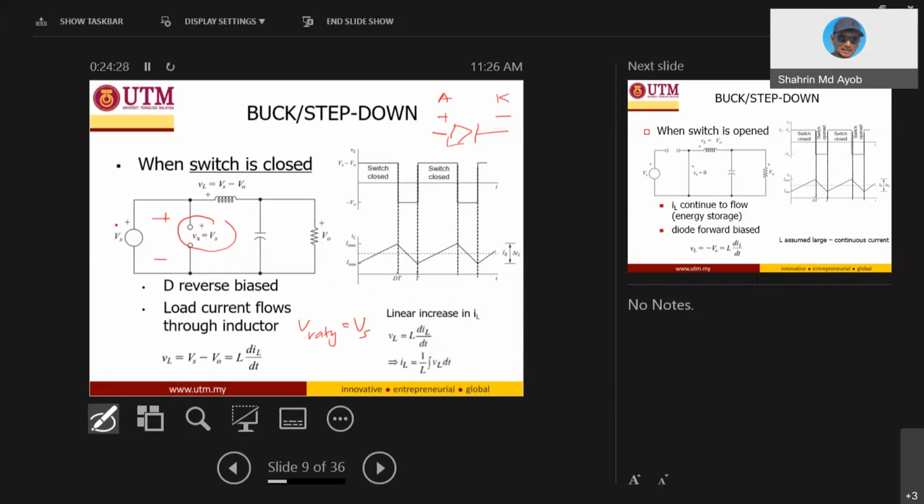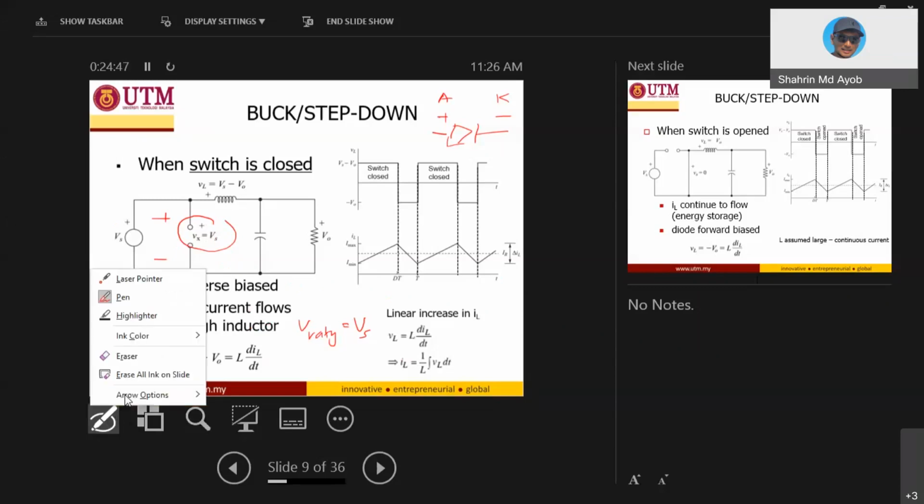When the voltage supply is 100 volts but you use a diode rating of 10 volts, that is too low. For the hardware, it will burn and break. But in simulation, you cannot see that. Okay, so the diode is in reverse bias.